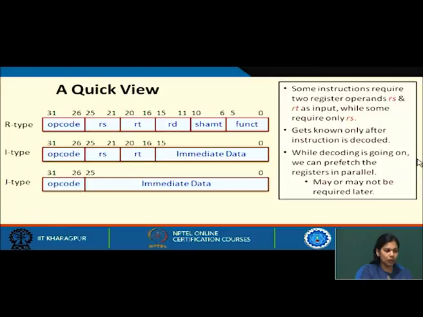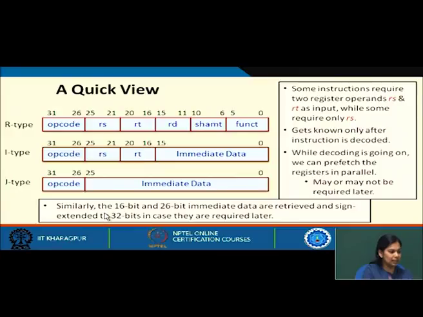While decoding is going on, we can prefetch the registers in parallel, which may or may not be required later. What I am trying to say is that we already know that this is a source, this is a source, this is a source. So, well in advance we can prefetch it, maybe we may not be requiring it. For this J type instruction, we will not be requiring RS and RT, but in that time we can already prefetch it, because for this instruction and this instruction we might require it later. So, if we prefetch it, we may require it and we may save some time.